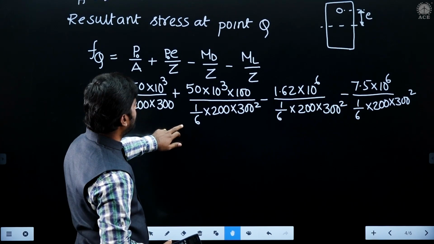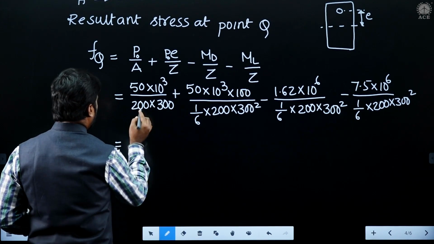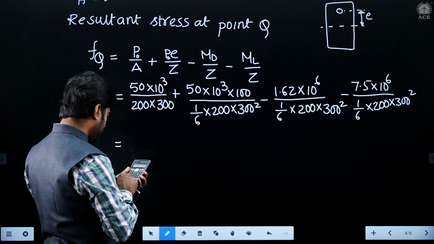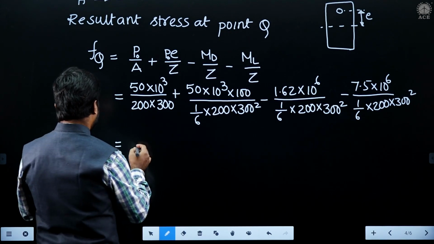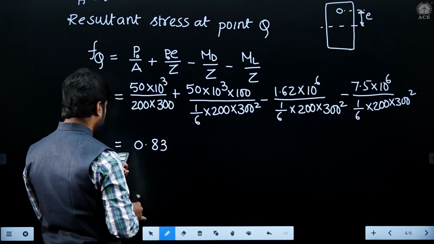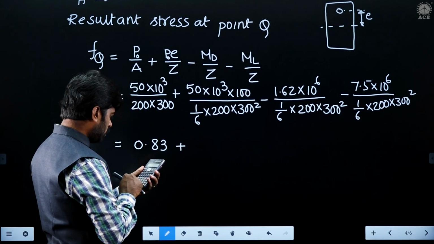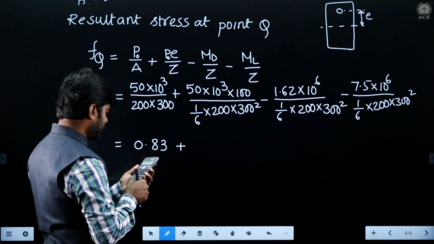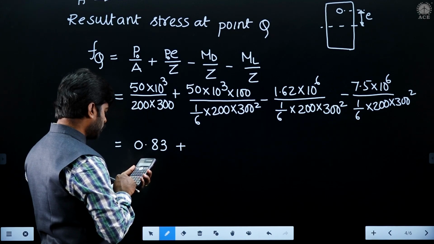My dear, let us simplify this. What are we going to get? 50 into 10 cubed divided by 200 into 300. I am getting 0.83. 0.83 plus, what is this value? 50 into 1000 into 100 into 6 divided by 200 into 300 square.